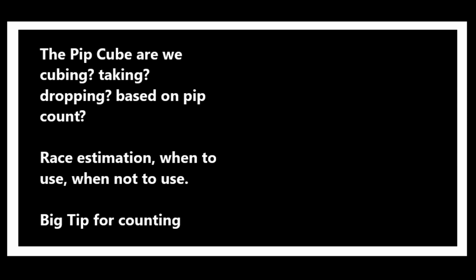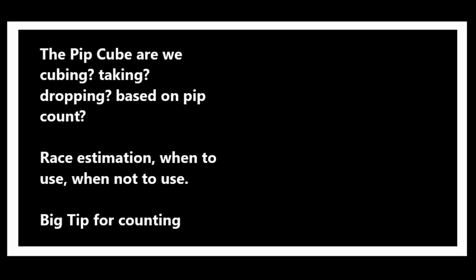So that's the end of the mechanics of counting, the actual process we go through when we're counting a race. But it's not the end of the content. In video number 7, I'll be talking about the Pip cube. And what I mean by that is, are we actually using the Pip count just by itself to determine if we're cubing or not? Or if our opponent cubes us, is it a take? Is it a drop? And even if you've been playing this game for a while, I almost guarantee I can show you something that you've never really considered before.